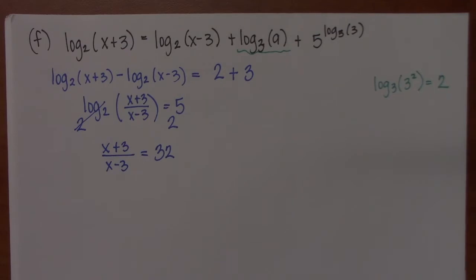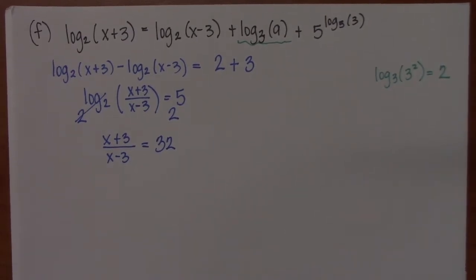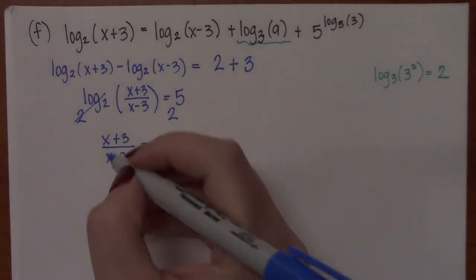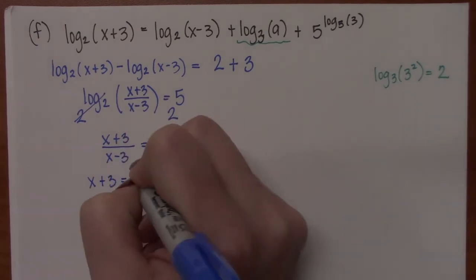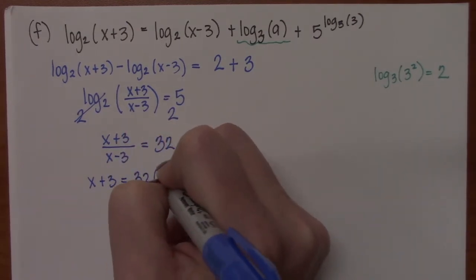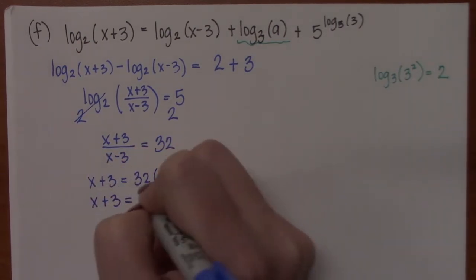If you left it as 2 to the 5th and carried it through all your algebra, I would be fine with that, but it's just probably easier to work with 32. All right, so now in order to solve this for x, I need to multiply both sides by x minus 3. And then I'm going to distribute my 32.